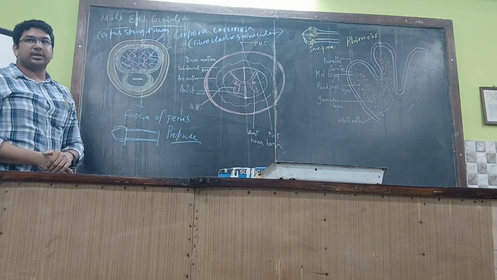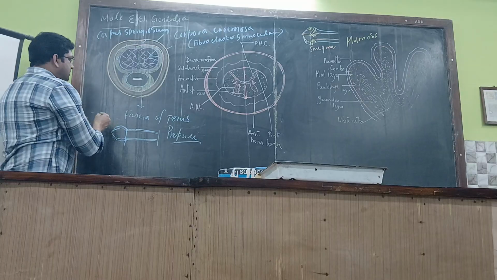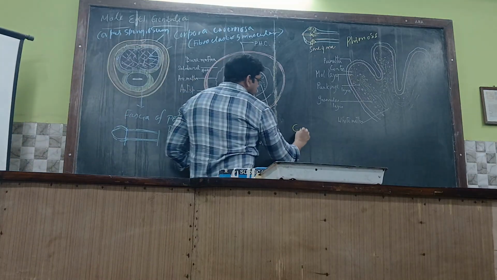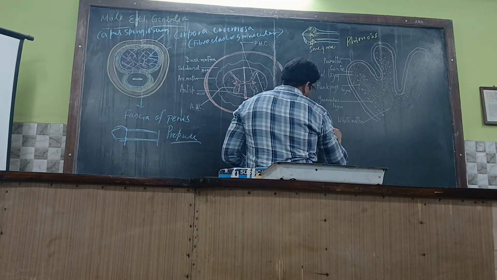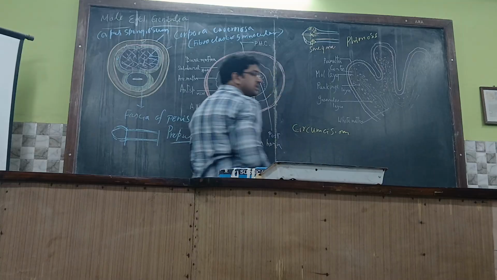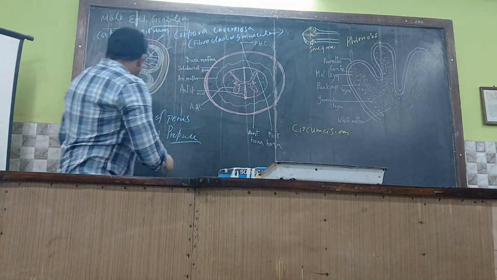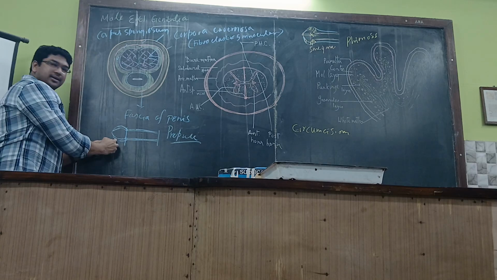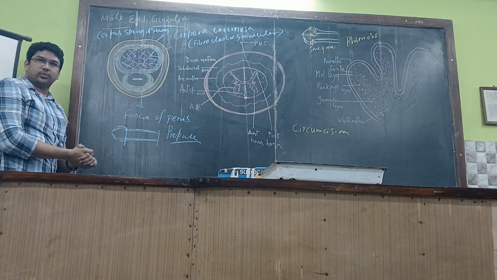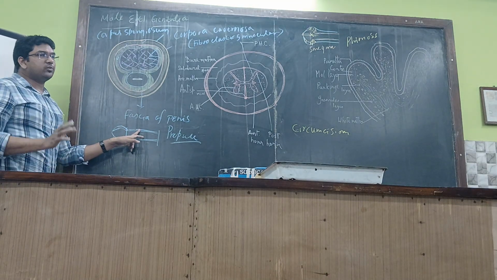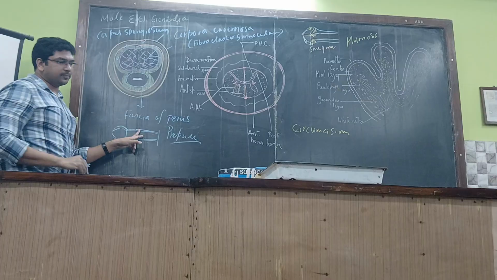Nothing but the prepuce will be removed by means of a surgery called, what is that name? Circumcision. So that's why the foreskin over here is termed the prepuce. But this is a mobile part of the skin which will not be removed over here. Get it?